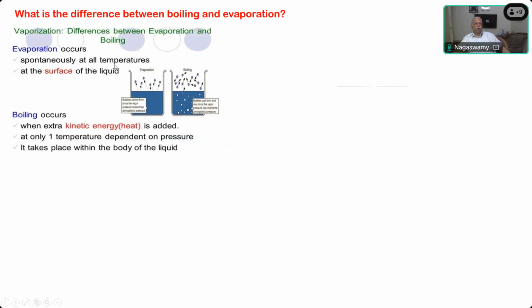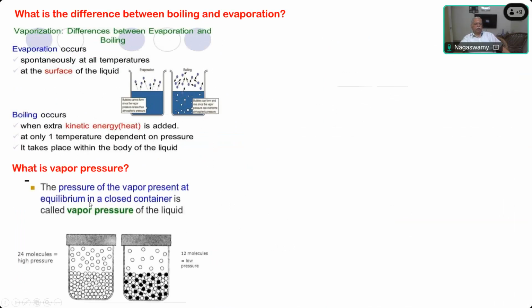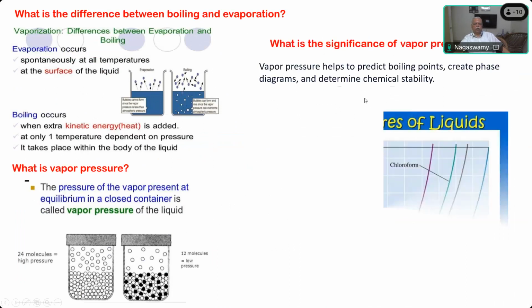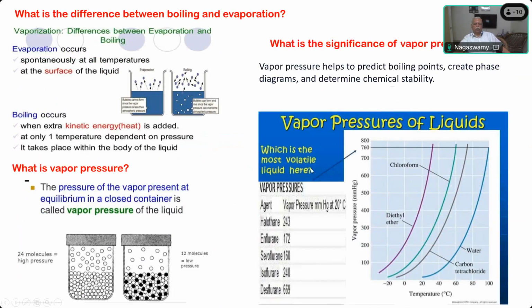Evaporation spontaneously occurs at all temperatures from the surface of the liquid. Whereas boiling occurs when extra kinetic energy is added and at only one temperature dependent on the pressure, it takes place within the body of the liquid. So boiling, you can see the bubbles form inside. Whereas evaporation goes without our noticing. Gradually it will evaporate. And what is vapor pressure? It is the pressure of the vapor at equilibrium in a closed container, and when fully saturated, it becomes saturated vapor pressure. And the significance of vapor pressure is to predict the boiling points, create phase diagrams, and determine chemical stability. So this is the importance of vapor pressure.